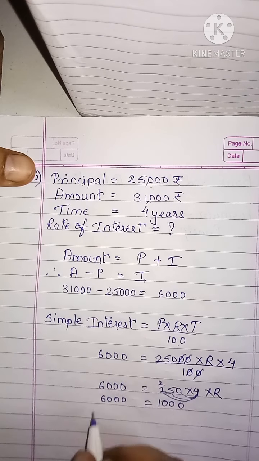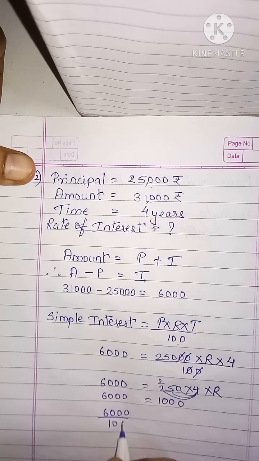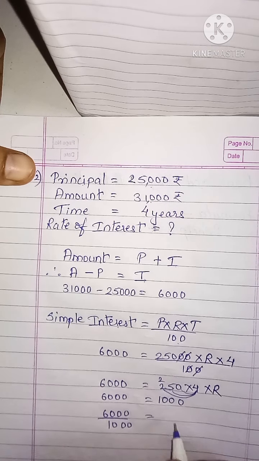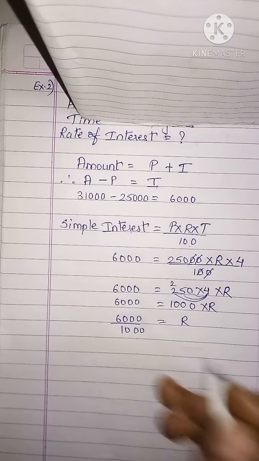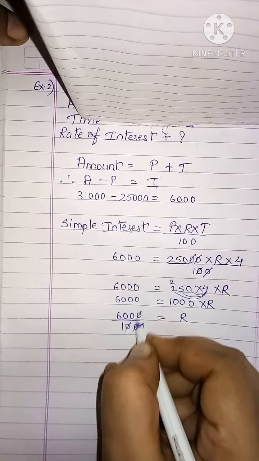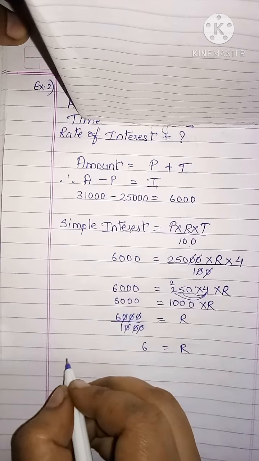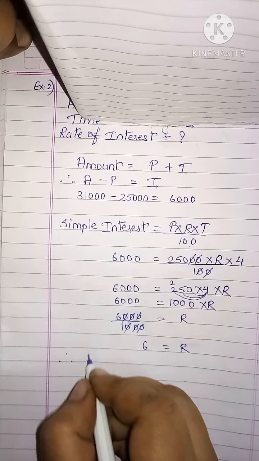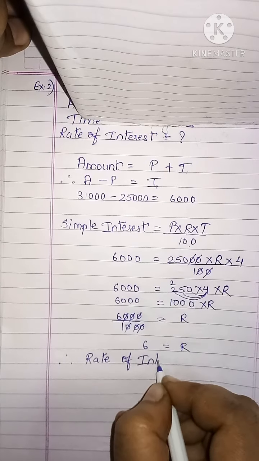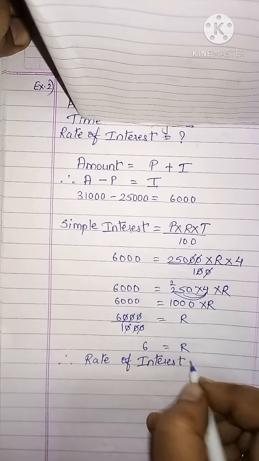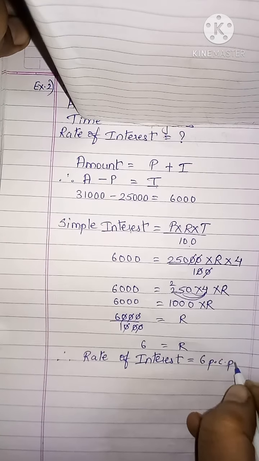So now this 1,000 we will take this side, so it will become division. 6,000 upon 1,000, which is equal to R. So 0 0 0 got cancelled. 6 is equal to R. So therefore rate of interest is equal to 6% per annum.